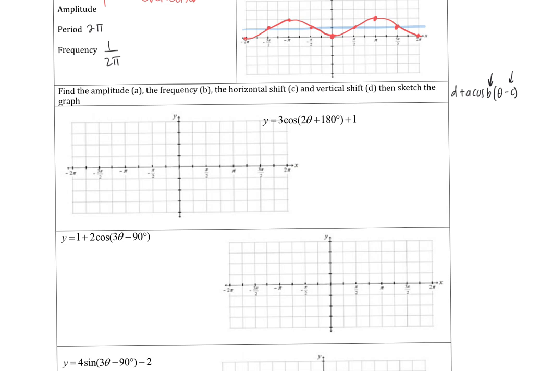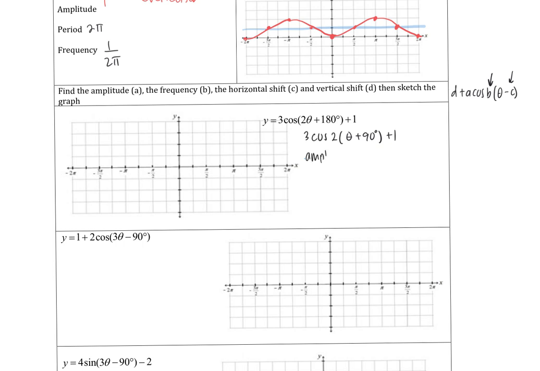So let's go ahead and rewrite this. It's going to be 3 cosine, and we're going to take the GCF out, which is 2, theta plus 90 degrees, plus 1. All right, now I can look at everything accurately. So let's talk about this. I've got the midline. Actually, it didn't ask me for the midline. It's helpful for when we're going to graph, but let's just do what it asks us in order.